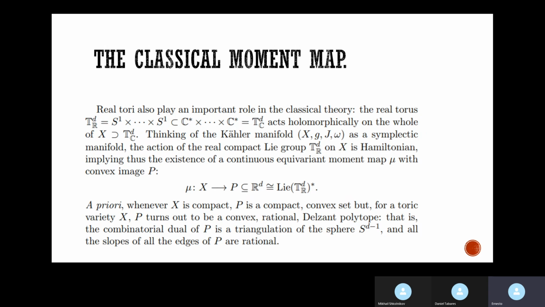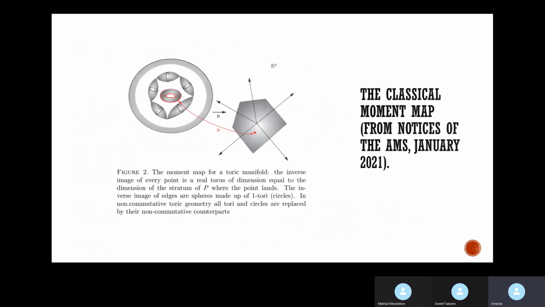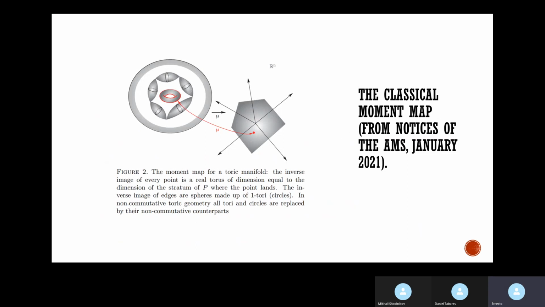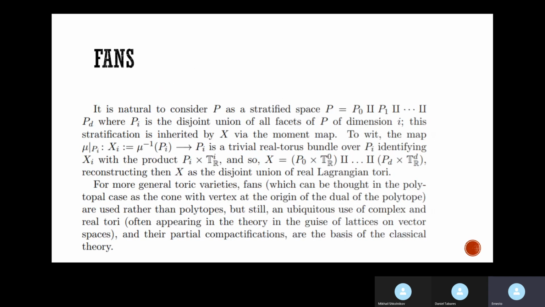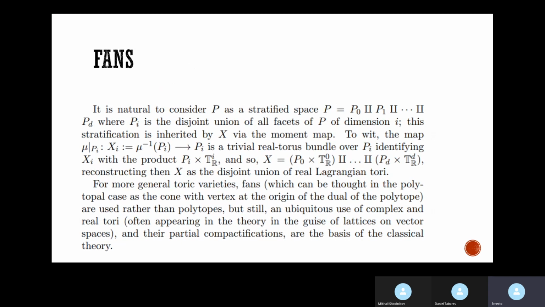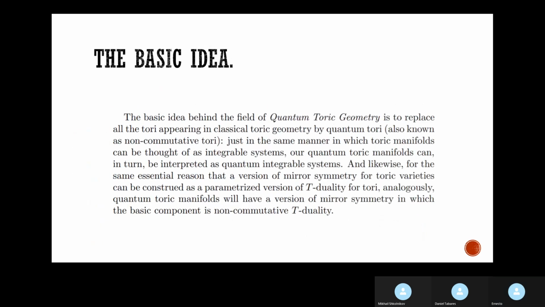And traditionally, convexity and rationality are conditions that arise naturally in classical toric geometry. This is more or less a picture of the moment map, and in the simplest examples, or in the projective case, we have these rays that are perpendicular to the faces of the polytope, and they are of rational directions. And now we want to consider what happens when the directions are non-rational. We're forced to consider what happens when the directions are not rational. This is all the classical story.